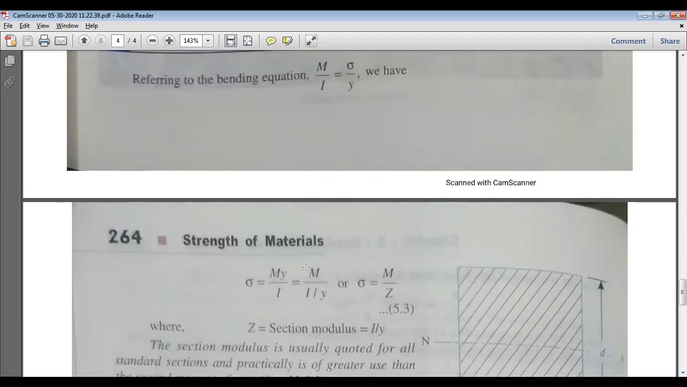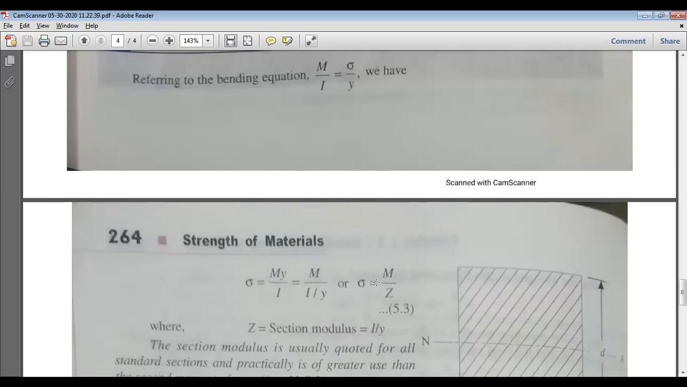Look here, M by I equals sigma by y. So we find the value of stress: stress will be M into y by I, or we can place M by I by y. So I by y, moment of inertia divided by the distance of the strip, represents the section modulus. This is known as Z. So it can be said that sigma equals M by Z, the stress in terms of moment of force and section modulus. This is a very important equation.